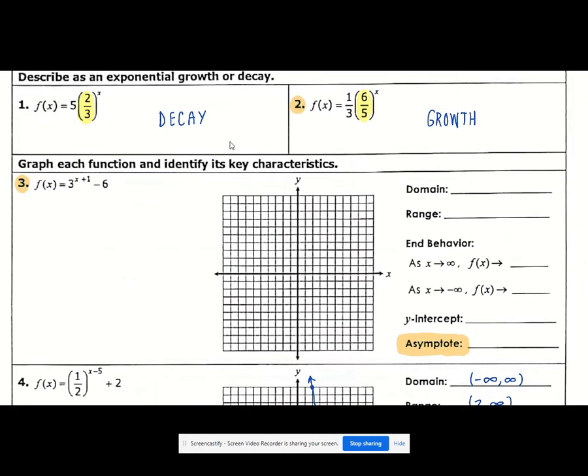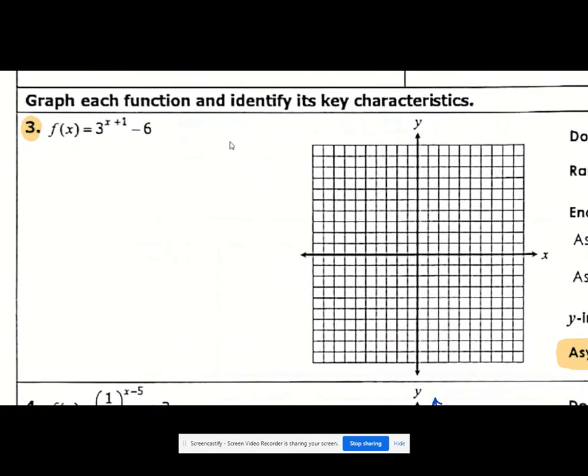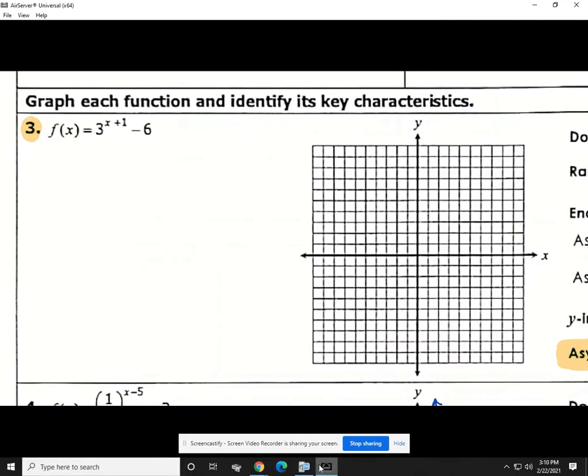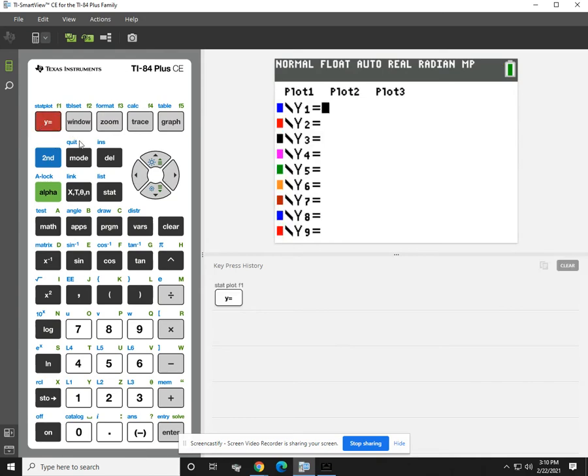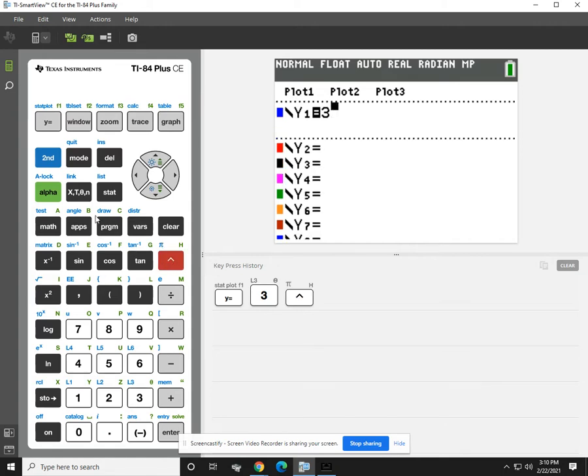All right, we're going to go to number three as well. Since this one is very much like one that you're going to see on your test, I'm going to type it in here into the calculator with you, and then go over all of the specific things that are going to be important for you. So we have 3 to the x plus 1. And then, of course, we're going to scroll down and put the minus 6.